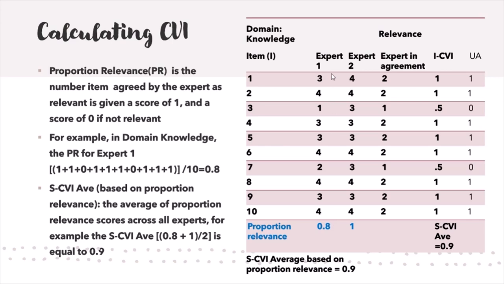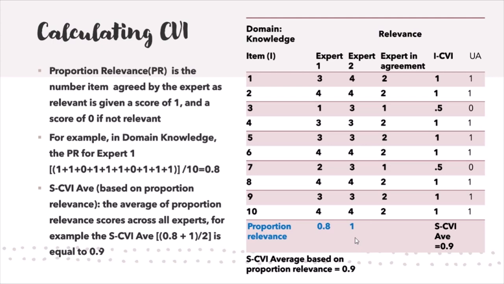Let us make it clear, we will not add the values here, but rather we will count the expert in agreement for every item. Let's take a look at expert number 2. The scores given by expert 2 are 4 and 3. So we will count how many items expert 2 agreed on in all your test items. We will only count 3 and 4 values. So 1, 2, 3, 4, 5, 6, 7, 8, 9, 10. So 10 divided by 10, because there are 10 items, is equal to 1. So the proportion relevance by expert 2 is 1.